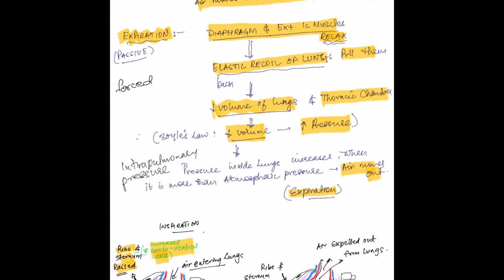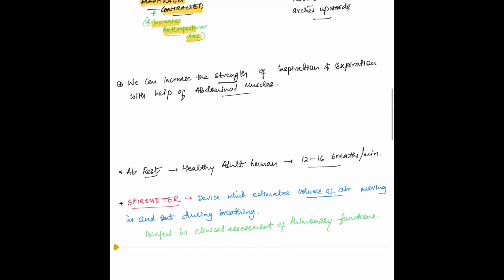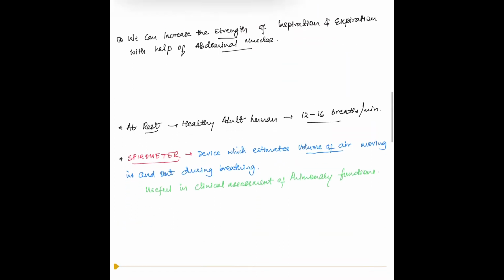Forceful expiration is an active process. Contraction of internal intercostal muscles and abdominal muscles help us to forcefully breathe out. Number of breaths we take in a minute is called the respiratory rate. At rest, adult respiratory rate is about 12 to 16 breaths per minute.